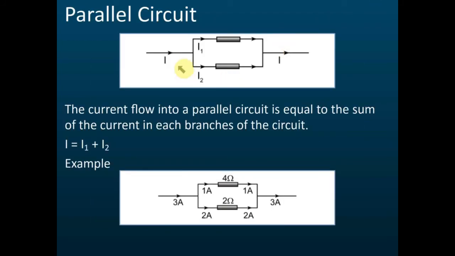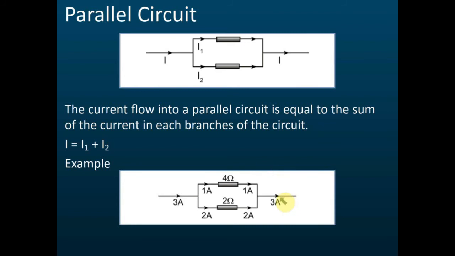Now in this one, the current here is equal to this plus this. For example, if we have a 3 ampere current that moves into this parallel circuit, it will split. 1 ampere goes up, 2 ampere goes down. If you add these two together, 1 ampere plus 2 ampere, it equals this 3 ampere. This 1 ampere goes into this resistor, comes out, still 1 ampere. This one goes in and comes out, still 2 ampere. After that, they join together at this point and it becomes 3 ampere again. The current here plus the current here equals the current here.